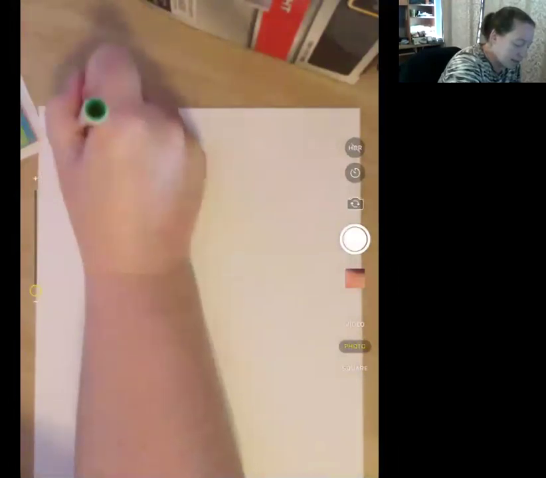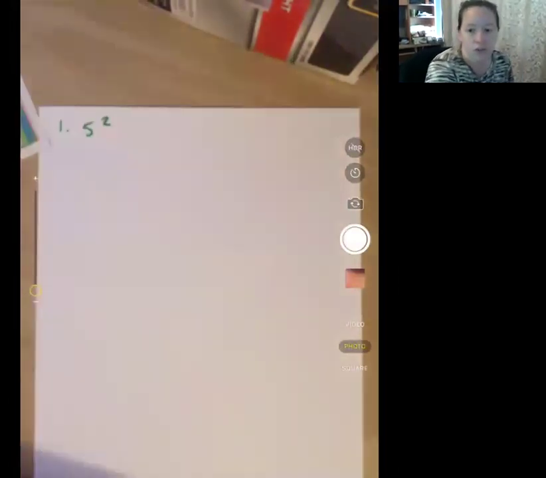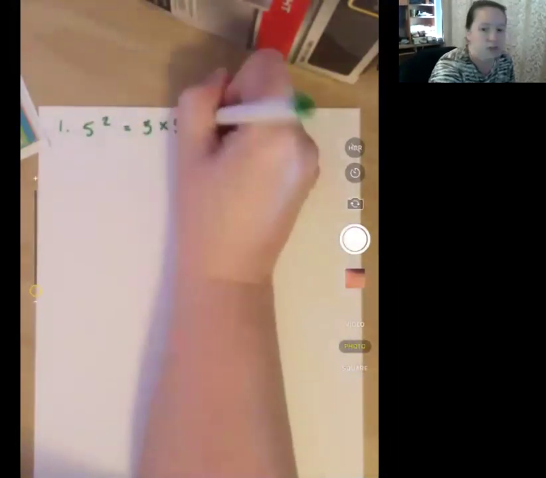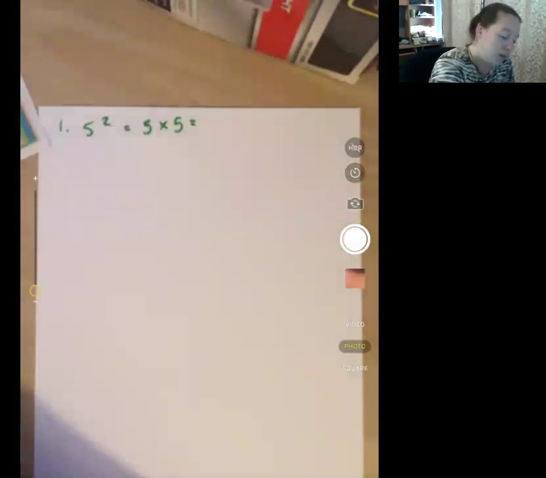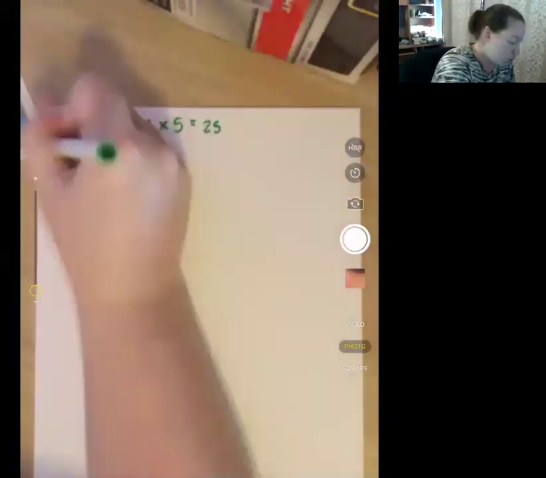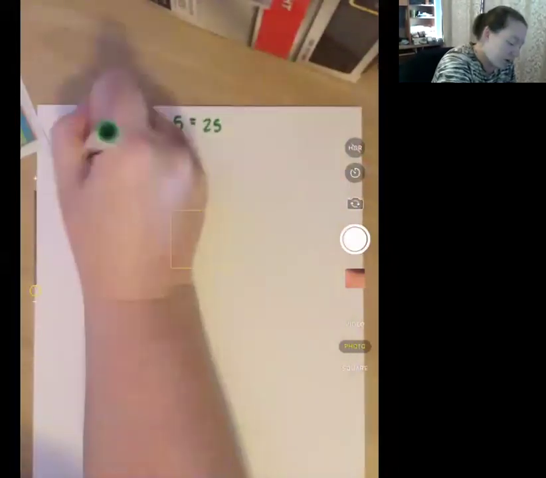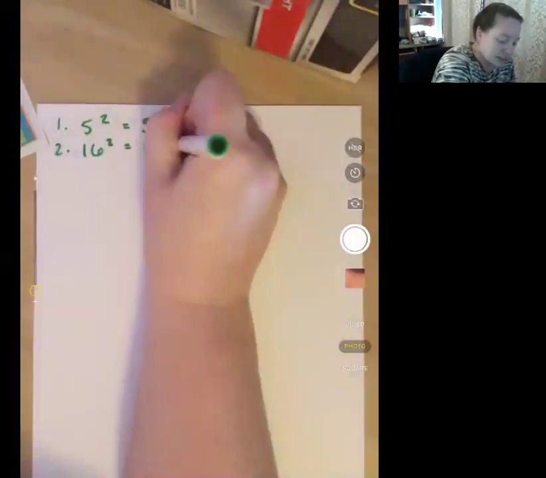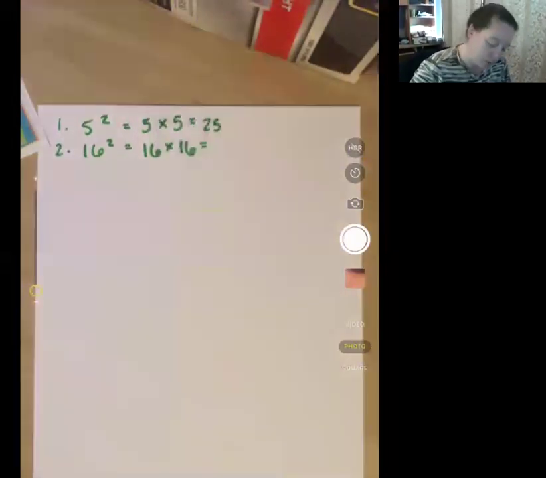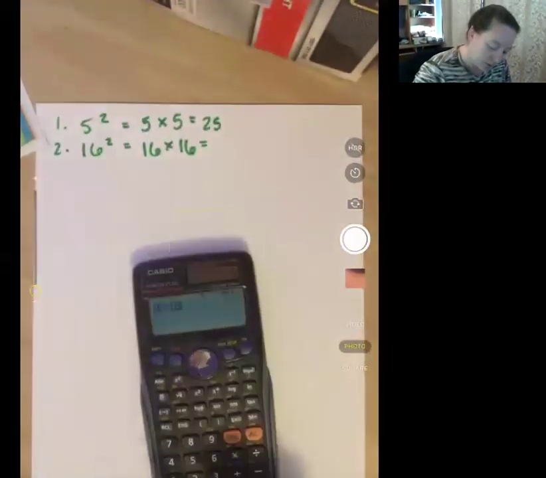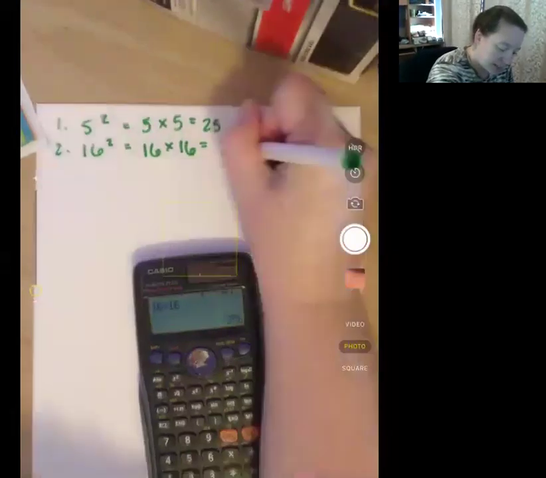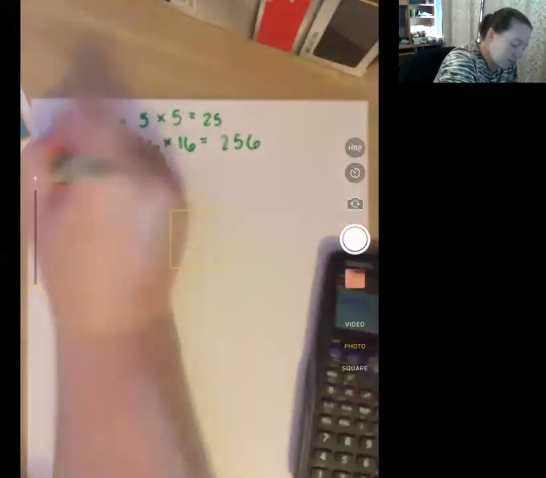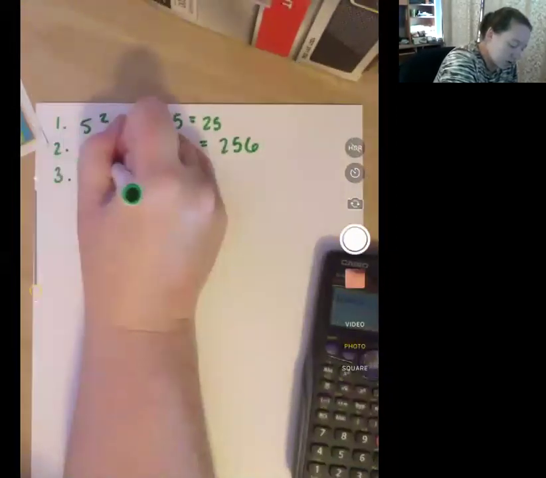Number 1 says the square of 5. So it looks like that. You literally multiply 5 times 5, which is 25. Number 2, the square of 16. So 16 times 16, which is, I'm using my calculator, 256.